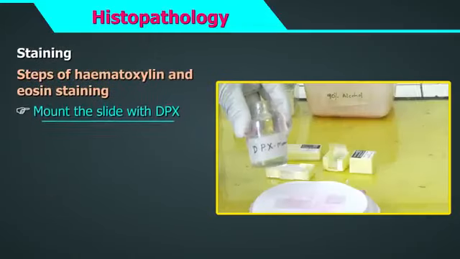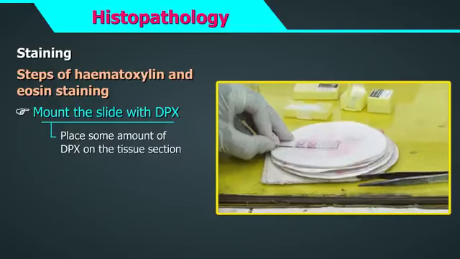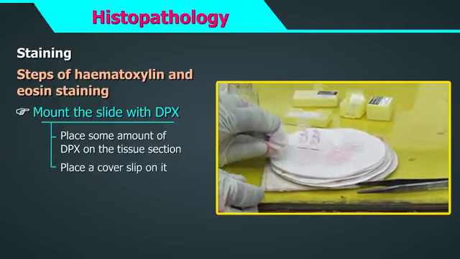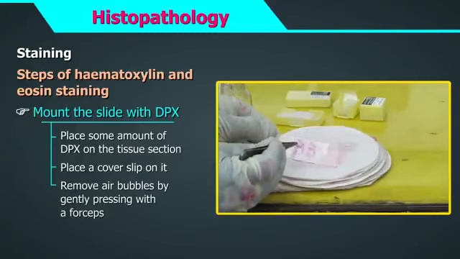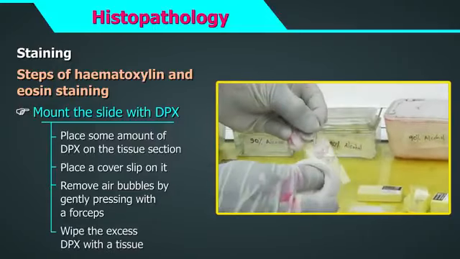Now, mount the slide with DPX. Place some amount of DPX on the tissue section and place a cover slip on it. Remove air bubbles by gently pressing with forceps. Wipe the excess DPX with a tissue.